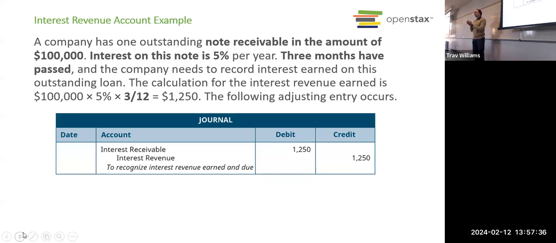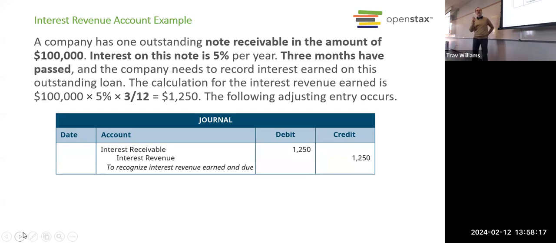Some companies calculate interest daily. Some might do it monthly, some might do it quarterly. In this case, the company every 3 months figures out how much interest it has earned from this loan. So they take the amount that is owed to them, the amount of the note, times the annual interest rate. And because that's annual and we're only charging for 3 months, we then need to multiply it by 3 divided by 12, right? Because we're only charging interest for 3 of the 12 months.